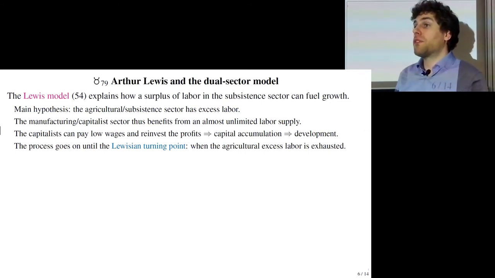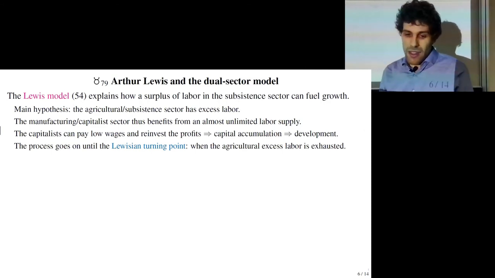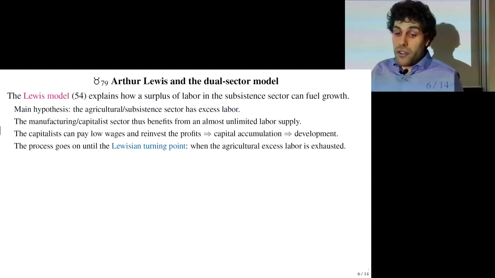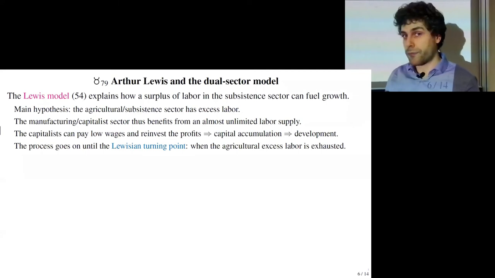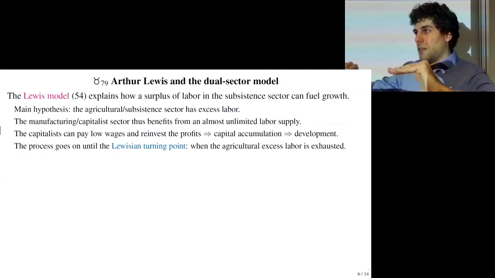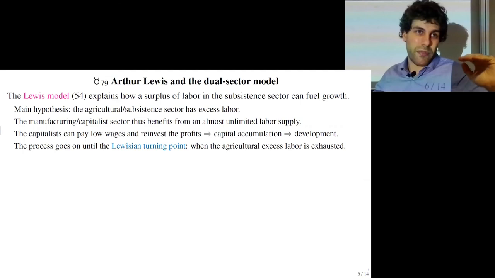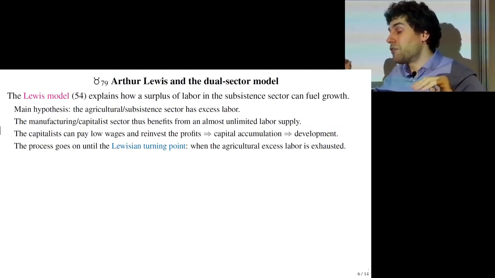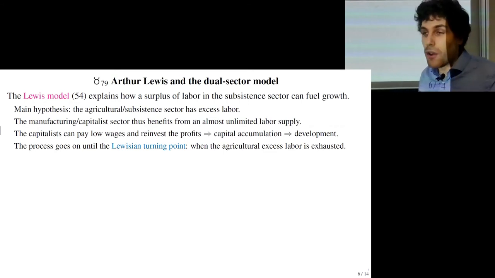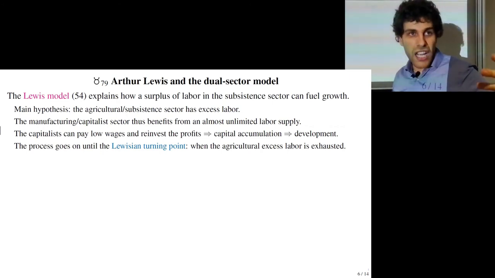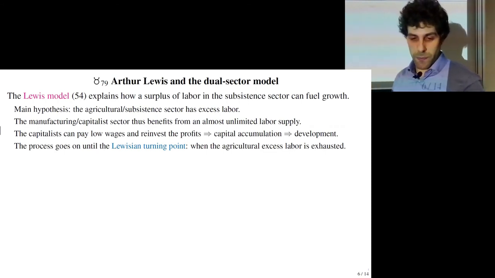And this is self-sustained growth until the Lewisian turning point. This turning point is when the excess labor is exhausted in the agricultural sector. At this stage, the productivity of a worker is the same in the agricultural sector and in the manufacturing sector. The marginal productivity in the agricultural sector is not below the average productivity as before the turning point.